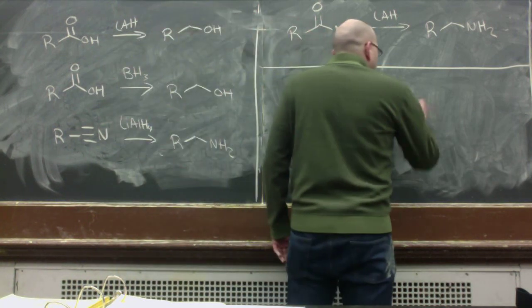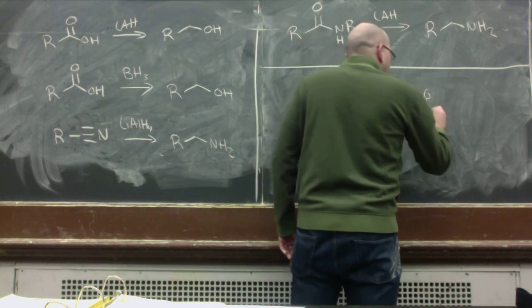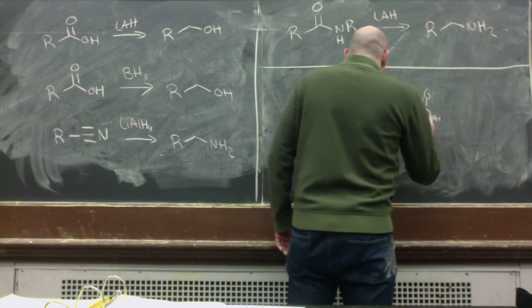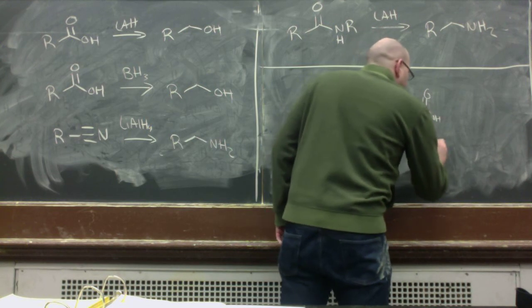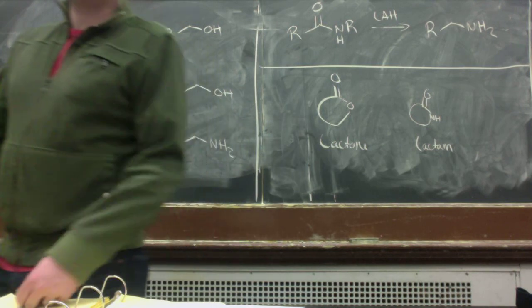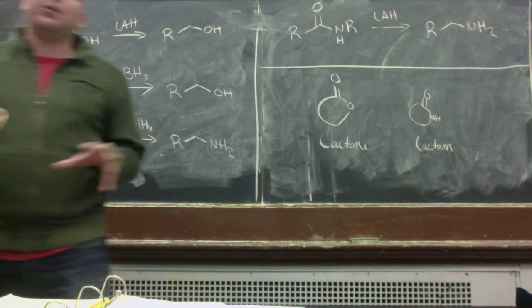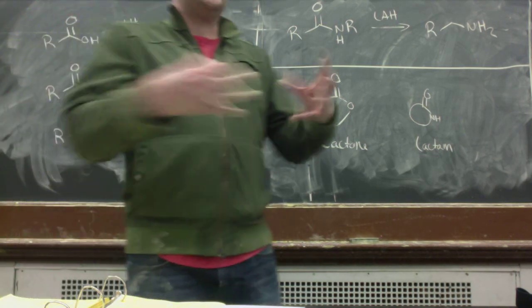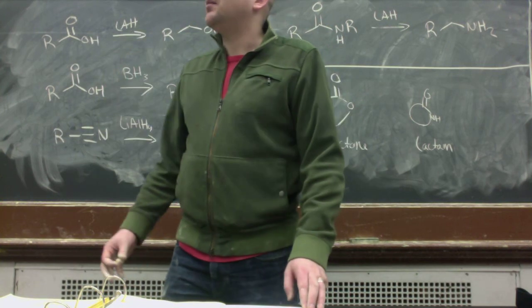And the other thing would be cyclic amides. These are considered lactams. So some of you guys have heard of beta-lactam antibiotics, for example. You'll look at the structure and you'll see those are four-membered cyclic amides in there.